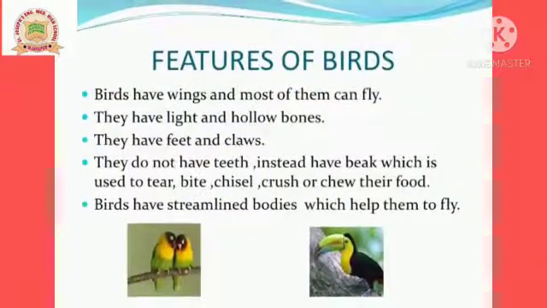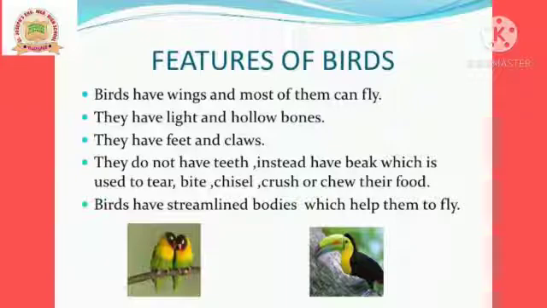Now the next one is the features of birds. Birds have certain features. Birds have wings and most of them can fly. All birds have wings, and because of that they can fly. Then they have light and hollow bones. Because of the light and hollow bones they can fly easily. Even though birds look very heavy, because they have light and hollow bones, their weight is very low. They have feet and claws.